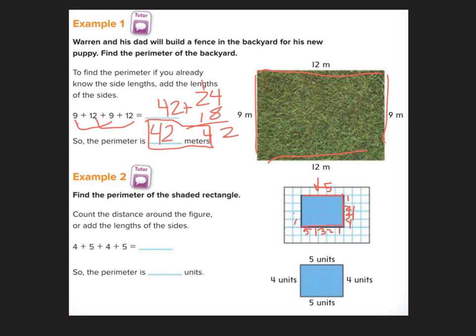And then 1, 2, 3, 4 units along this side. So that makes sense. It's a rectangle. So if this side's 4, then this side should be 4. And if this side's 5, then this side should also be 5, right? Okay, so let's add them up. I can add my 2 5s to make a 10, my 2 4s to make an 8. 10 plus 8 is 18. So the perimeter is 18 units. There we go.